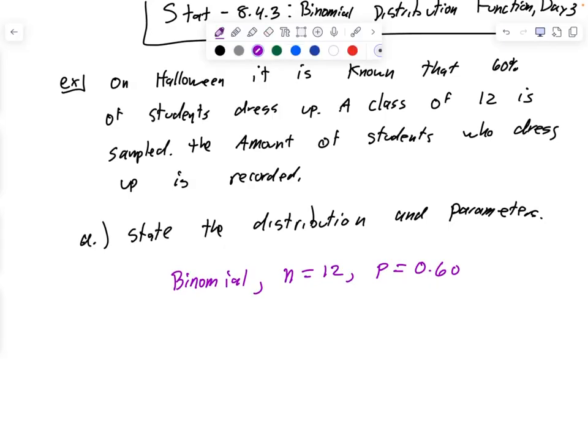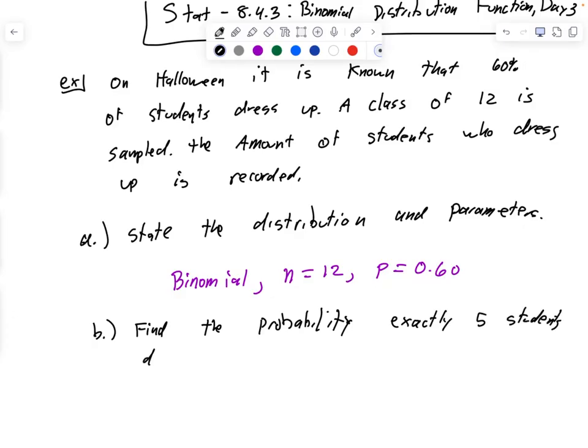Now, question B. Find the probability that exactly 5 students dressed up.